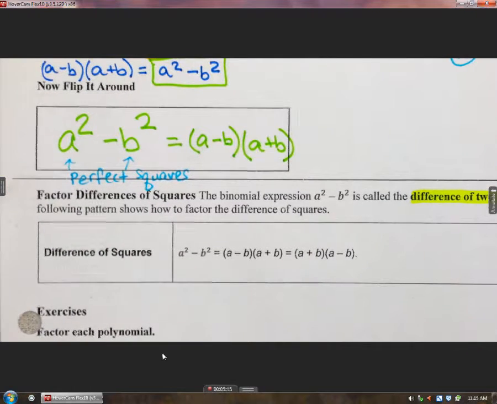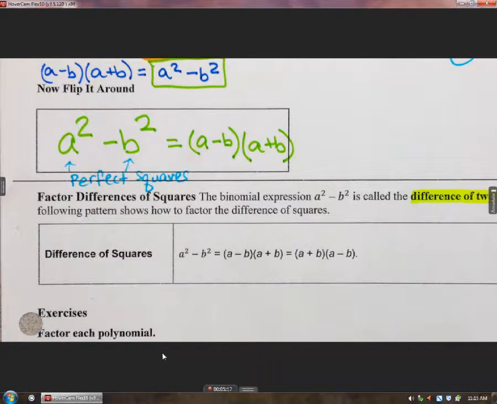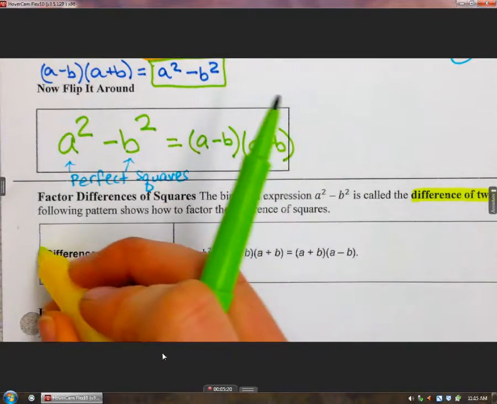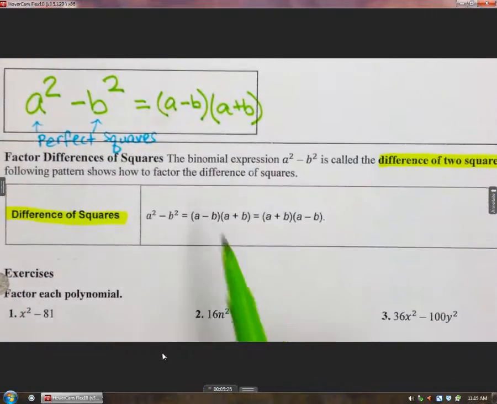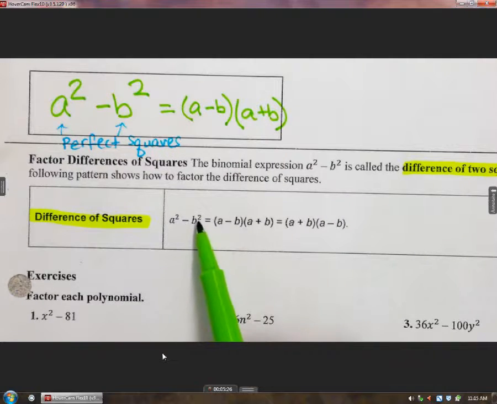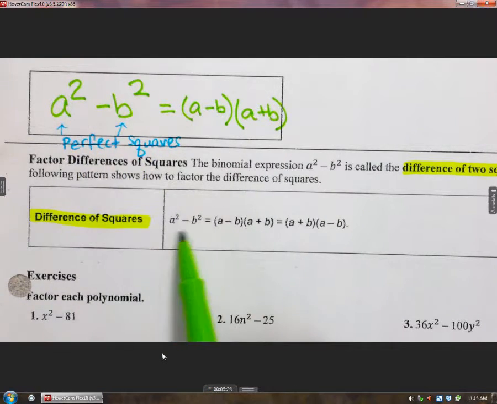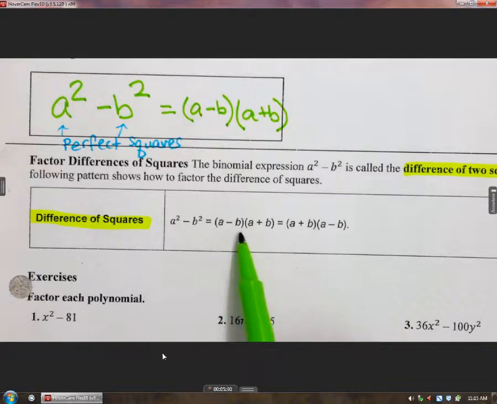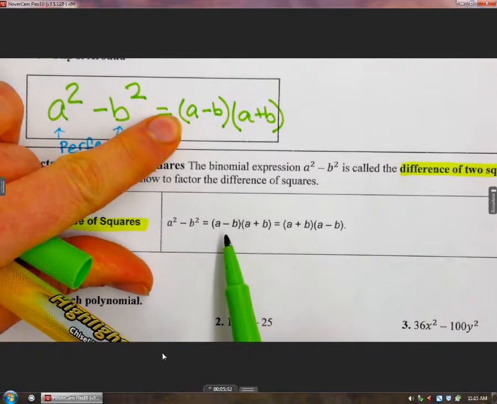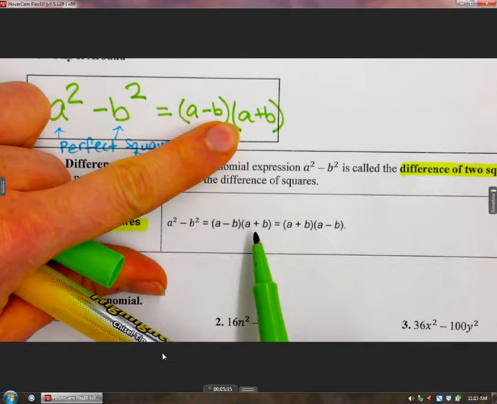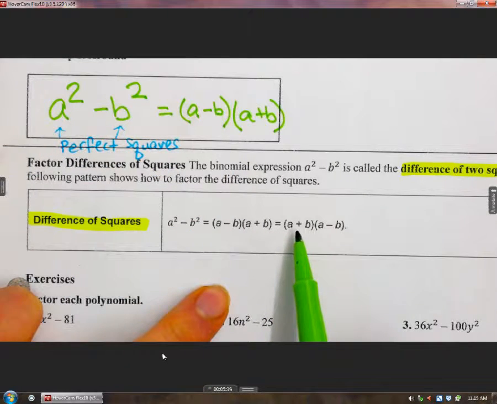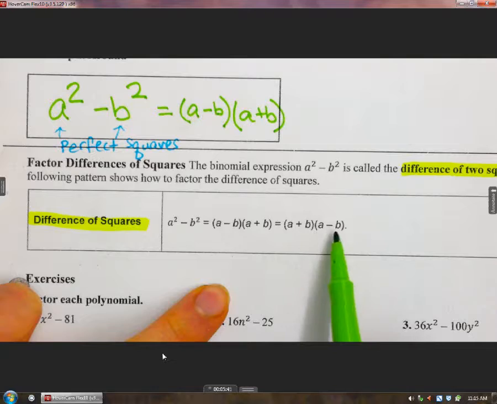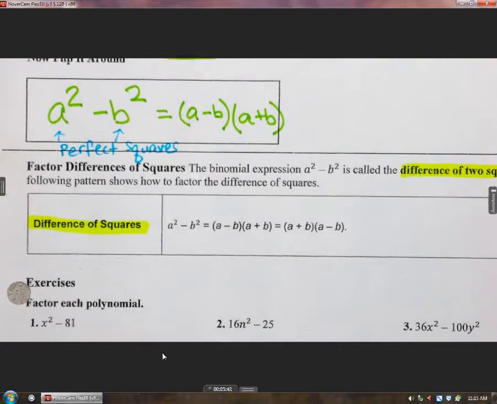The following pattern shows how to factor the difference of squares. This is exactly what we just did right here. So difference of squares, this is just in a nice box. I had a squared minus b squared, that's what we're starting with right here, is equal to a minus b times a plus b, or you could write it in the other order where you have the plus first. A plus b, a minus b. It doesn't matter either way.